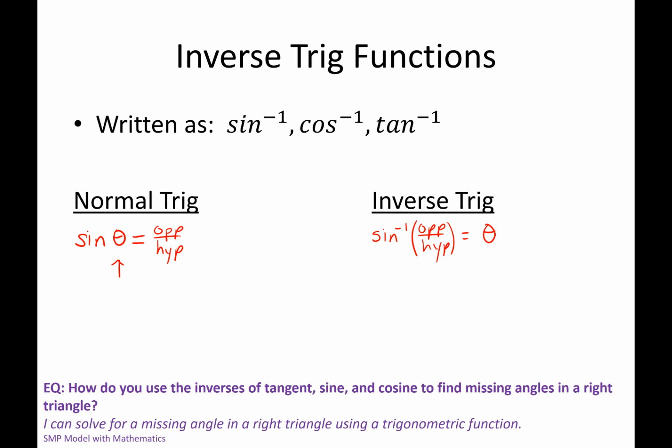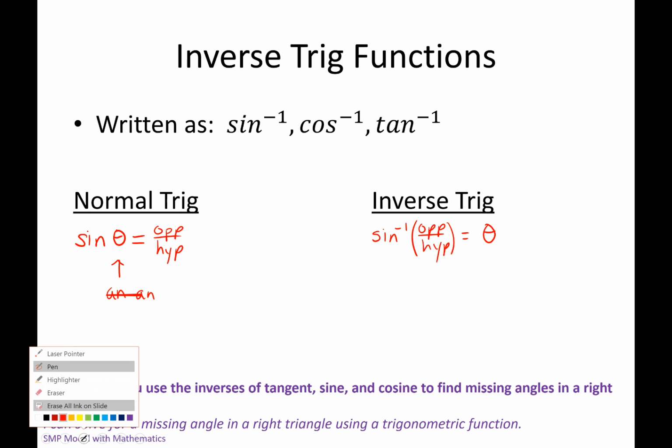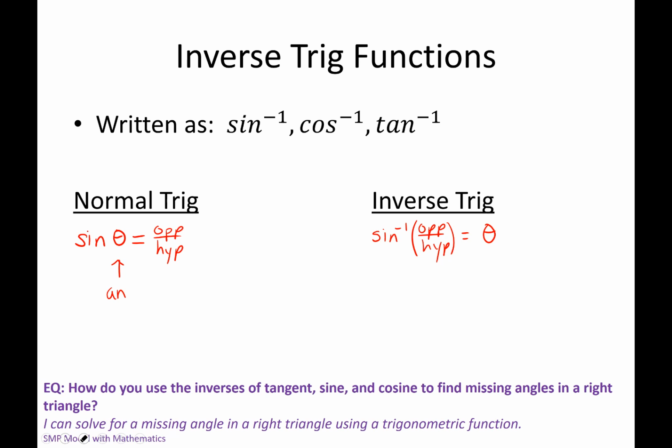So again, theta represents an angle. Sorry about that. Let me fix that real quick. So we have an angle. And then this part of it is the ratio, which comes from the sides of the triangle.